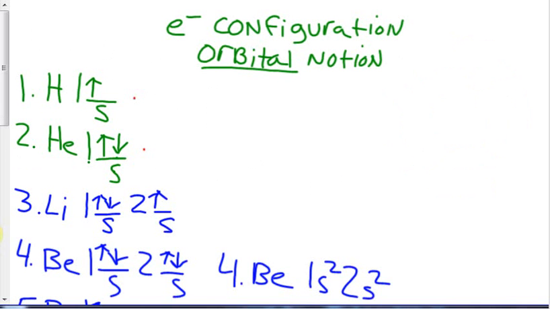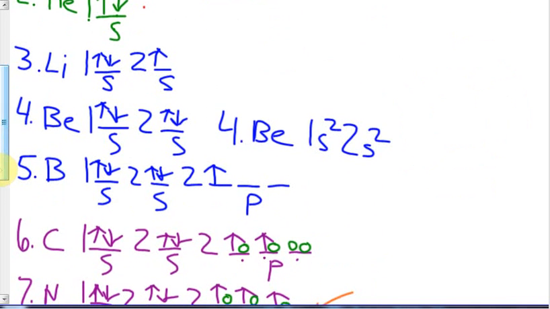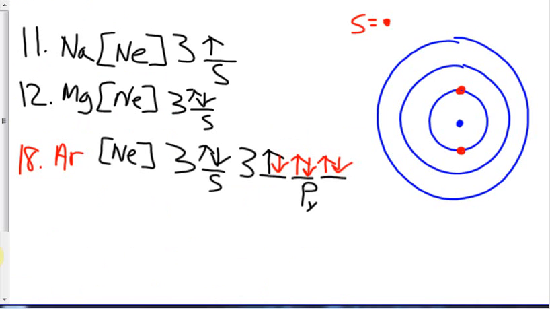Now I go back over to lithium. Lithium starts filling row 2 s block. Beryllium fills s block again. And so this is lithium, and this is beryllium. Now I always put the electrons opposite each other, but it doesn't really matter. It's just a matter of taste.